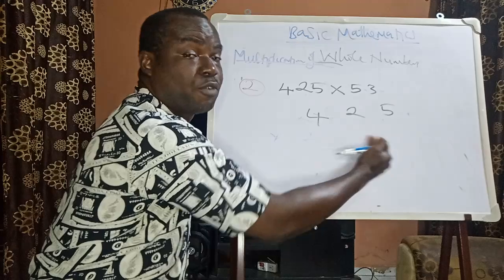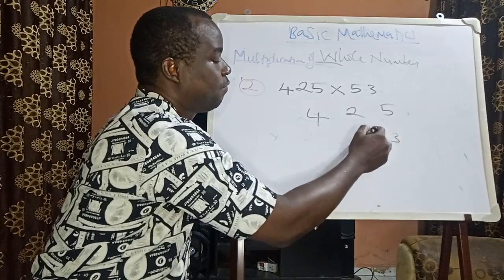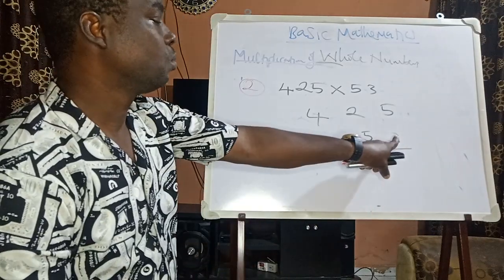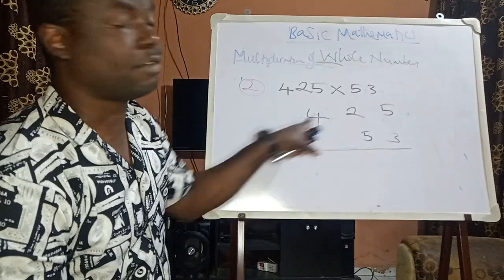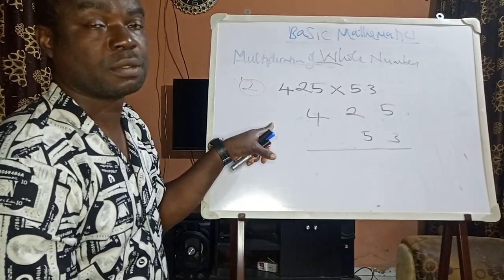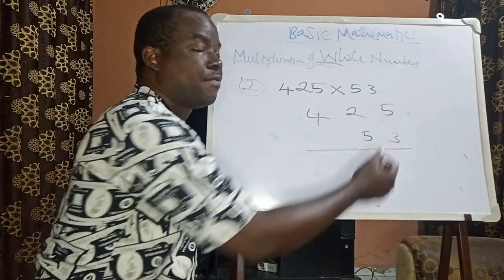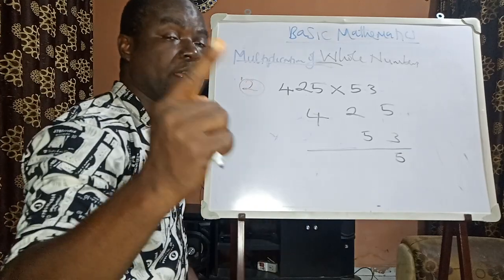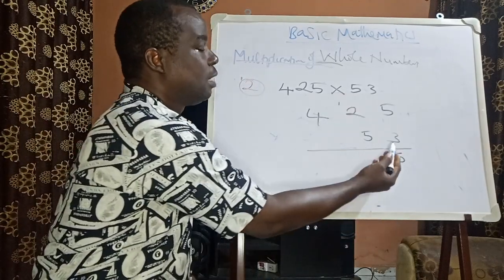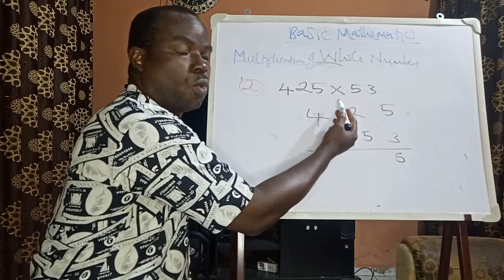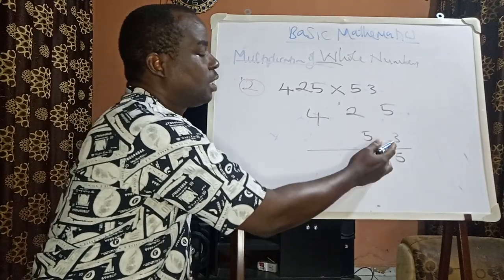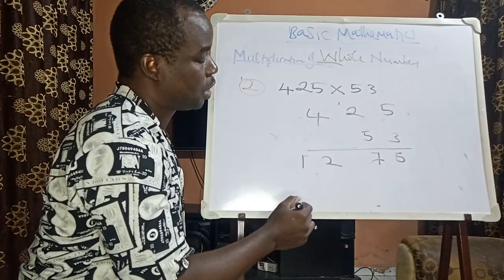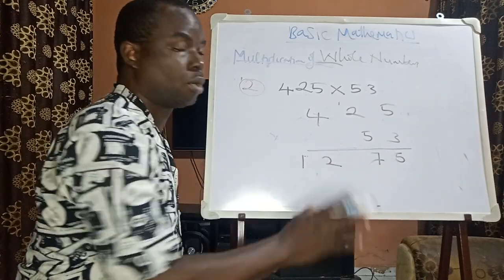Remember what I told you, right? Start writing it from the unit side. So 3 and then 5. This is 53. So let's multiply. Like I did in the other example, this number multiplies everybody. This number multiplies everybody. So let's begin. 3 times 5 is 15. So I'm going to write 5 and I will carry 1. So put 1 here. Then 3 times 2 is 6 plus 1, 7. 3 times 4 is 12. There's a little bit of a space here, but it doesn't matter.